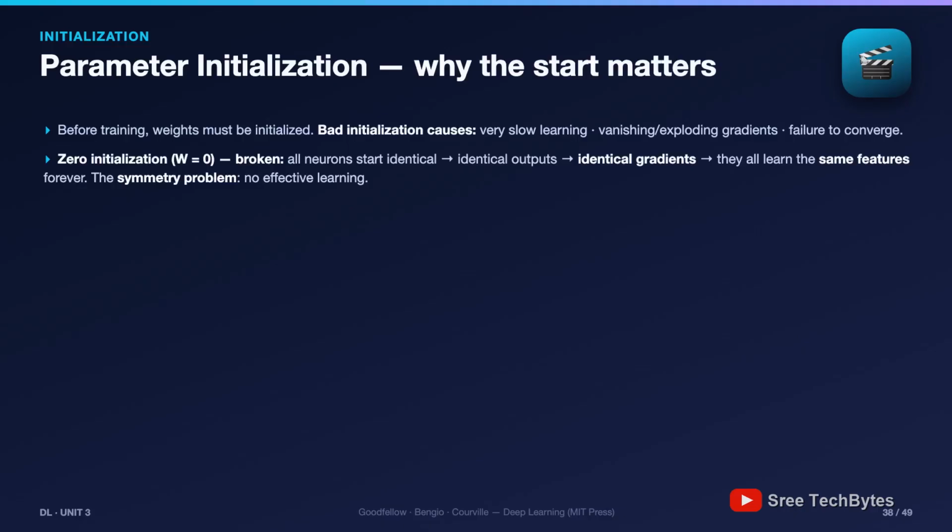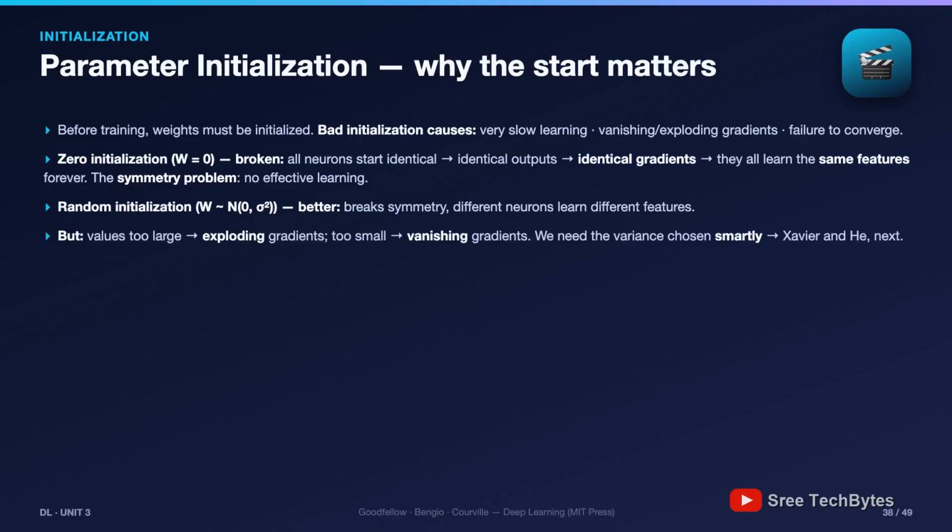Every neuron in the layer learns the same thing. Your 100-neuron layer is secretly 1 neuron. This is the symmetry problem: no effective learning, ever. My analogy: hiring 100 identical clones, same thoughts, same mistakes, same lessons. You have 1 employee, salaried 100 times.